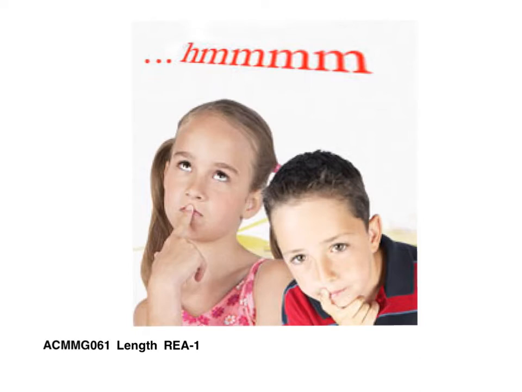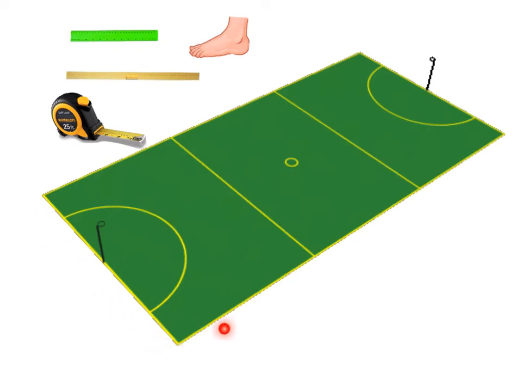So let's have a look at a little situation, and we're going to use some reasoning strategies. So here we have a netball court, and just say Lily, one of the netball players, was interested to know how long the goal circle was, the straight line at the end of one of the rings. So she thought, how could I do this? I want to do this effectively and get an exact measurement.